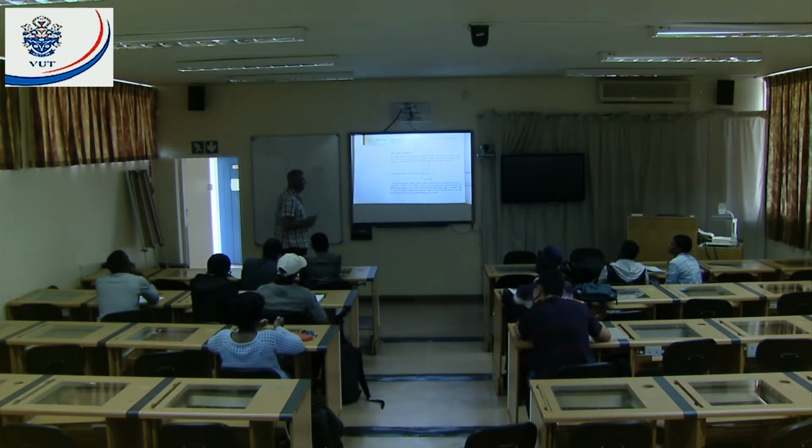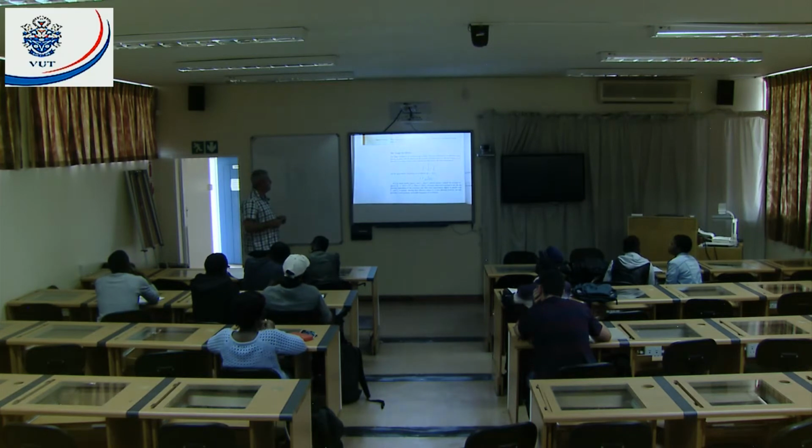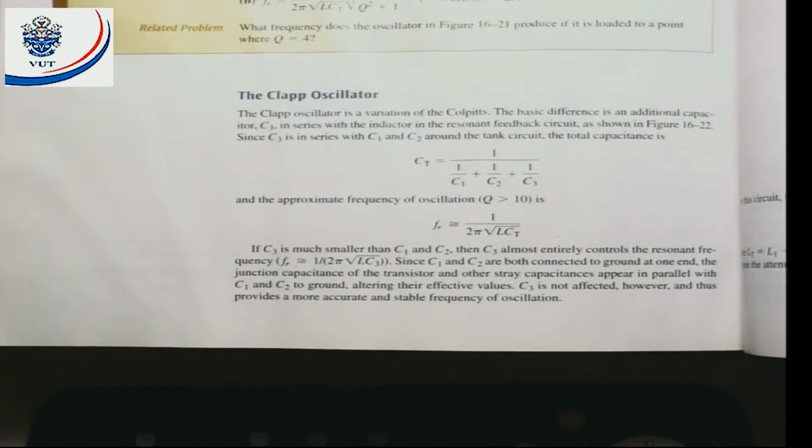They state there, if C3 is much smaller than C1 and C2, C3 almost entirely controls the resonant frequency, f equals 1 upon 2 pi square root of L times C3. Since C1 and C2 are both connected to ground at one end, the junction capacitance of the transistor and other stray capacitance appear in parallel with C1 and C2 to ground, altering their effective values. C3 is not affected, however, and thus provides a more accurate and stable frequency of oscillation.